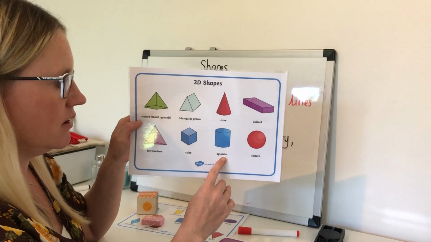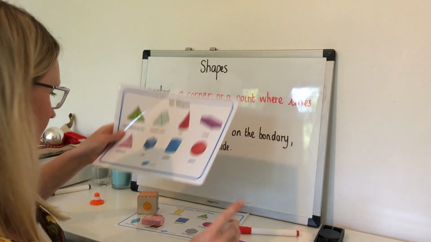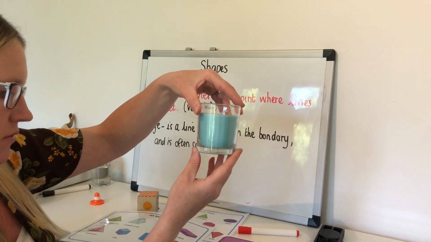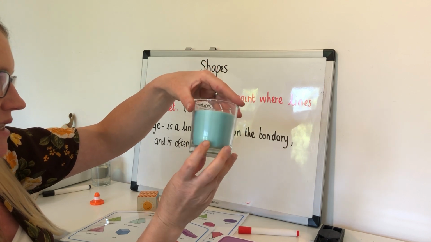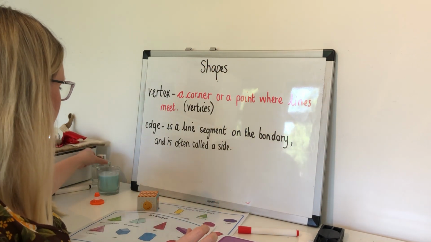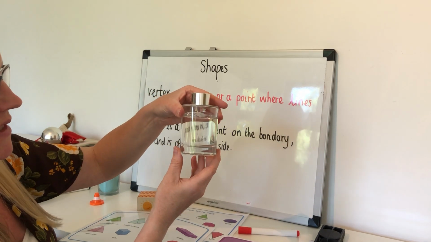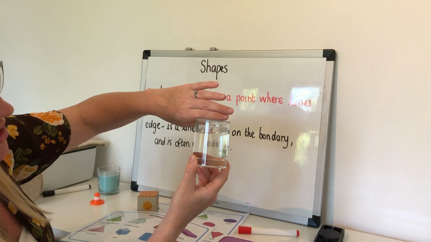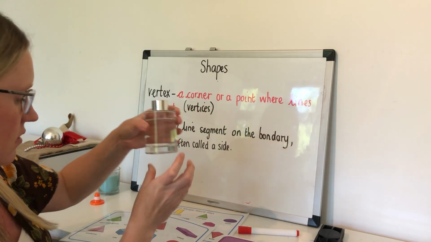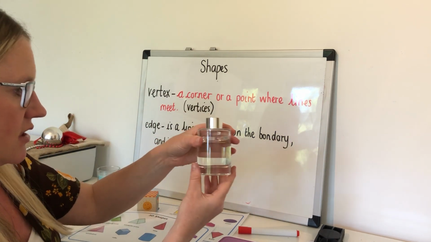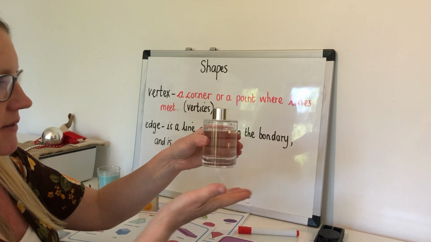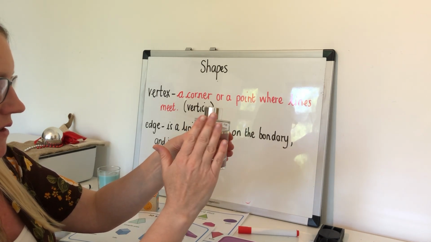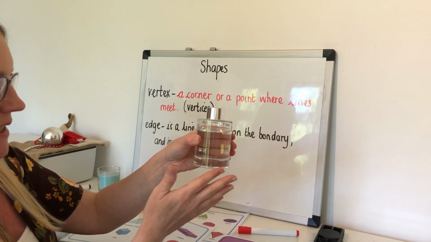Cylinder. Cylinder. And I found two cylinders in my house. I found this candle, which is the shape of a cylinder, and I found this, which is the shape of a cylinder. This has got another cylinder actually on top. So if we just look at that shape, that's a cylinder. And a cylinder has got two flat surfaces, one curved surface, and two edges.